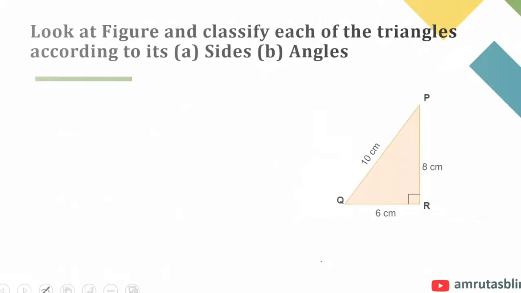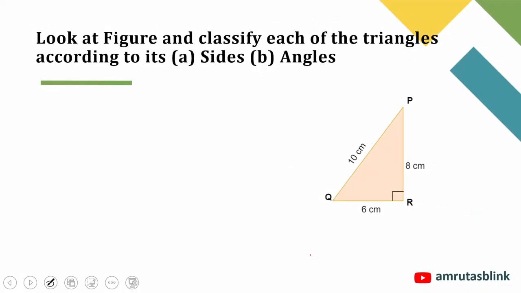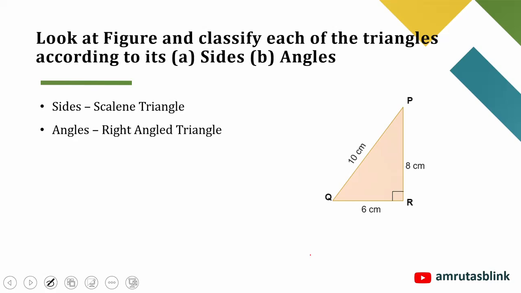Look at the figure and classify each of the following triangles according to its sides and angles. Now, according to the side, it is scalene triangle as none of the sides is equal to each other, and as one of the angles is of 90 degree, hence it is right angled triangle.